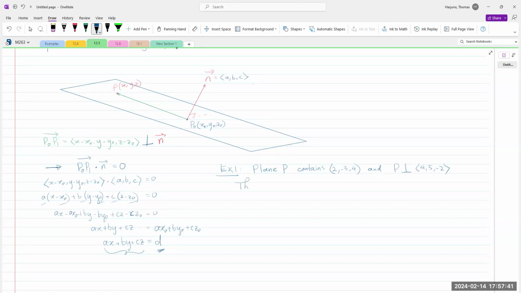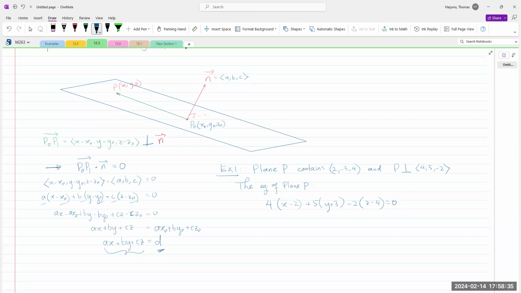Then the equation of the plane is given by 4 times (x minus 2) minus 3 times (x minus 5) plus, I'm sorry, wrong. The direction is (4, 5, -2), so this should be plus 5(y plus 3), and then minus 2(z minus 4) equals 0. But we usually don't leave it like this.